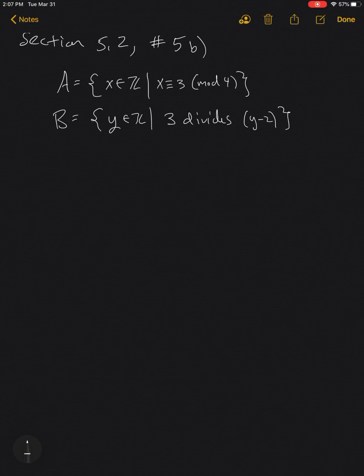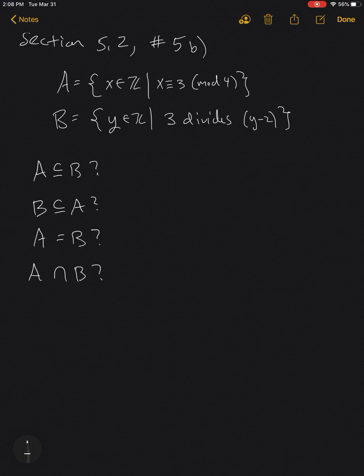Okay, section 5.2, exercise number 5, part B, asks us to consider these two sets and determine whether or not any of the following relationships hold between these sets, or possibly none of these relationships. So what are these relationships? We're asked to determine whether A is a subset of B, B is a subset of A, maybe the two sets are equal. Maybe the two sets are disjoint. So we're asked to identify if any of these relationships hold or not.